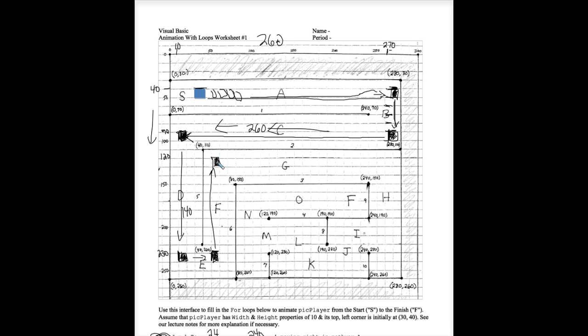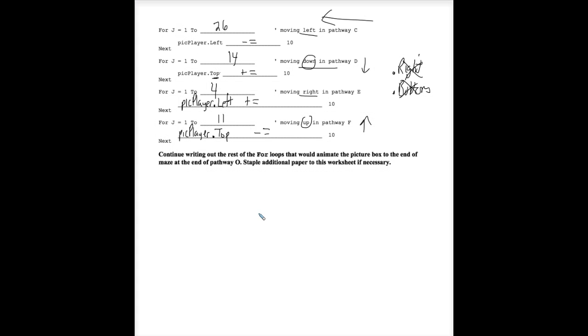I helped you get the picture box to here. I'm leaving it as an exercise for you to figure out how to get through pathway G, then H, then I, J, K, up for L, over for M, up for N, and to the finish line in pathway O. So you have about 1, 2, 3, 4, 5, 6, 7, 8, 9. You have 9 more loops that you need to write in this area here.